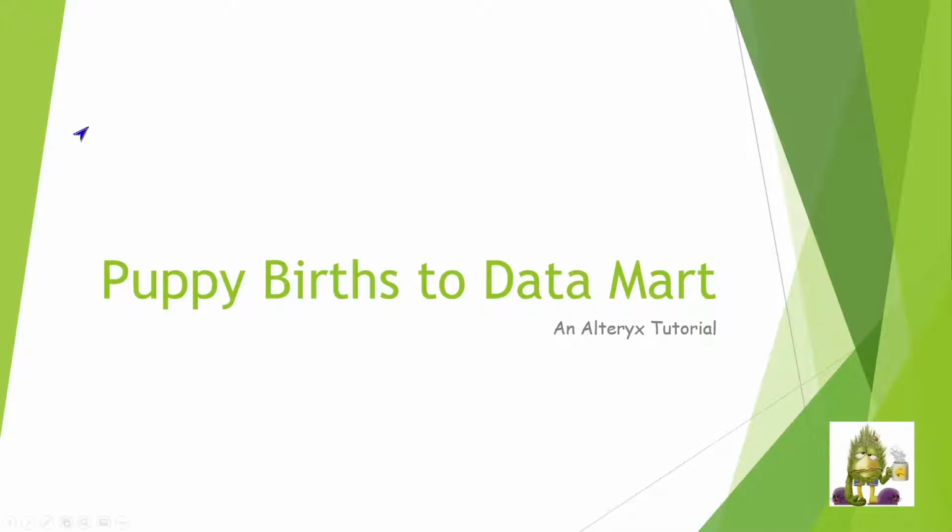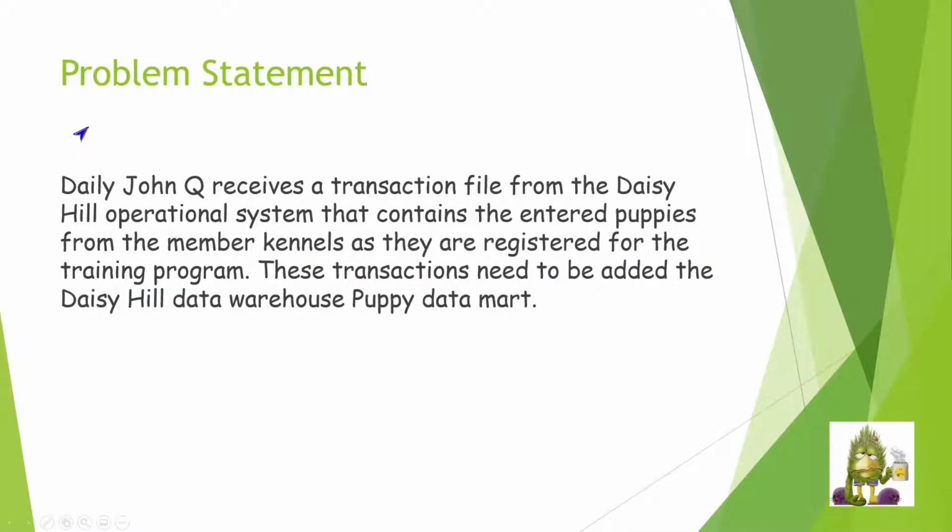Also going to introduce you to my buddy John Q, who is driving this data acquisition and reporting. And in this problem statement for John, he daily receives a transaction file from the operational system that Daisy Hill maintains to register puppies for training. Each of these transactions includes some minor information about the puppy that will be useful as they are being trained and reported.